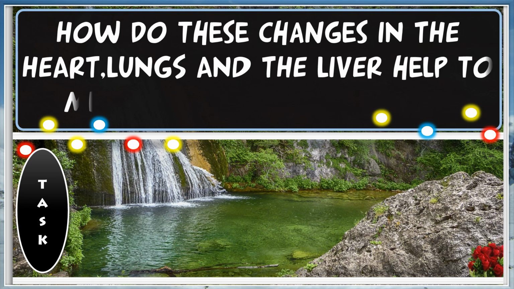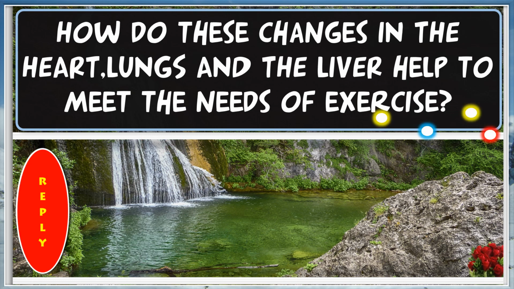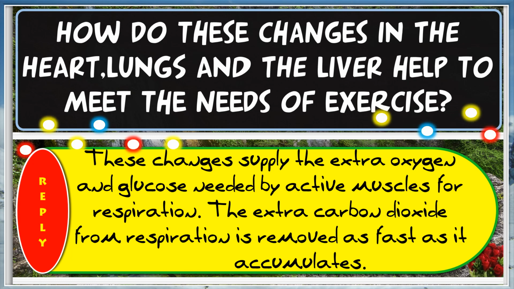How do these changes in the heart, lungs, and the liver help to meet the needs of exercise? These changes supply the extra oxygen and glucose needed by active muscles for respiration. The extra carbon dioxide from respiration is removed as fast as it accumulates.